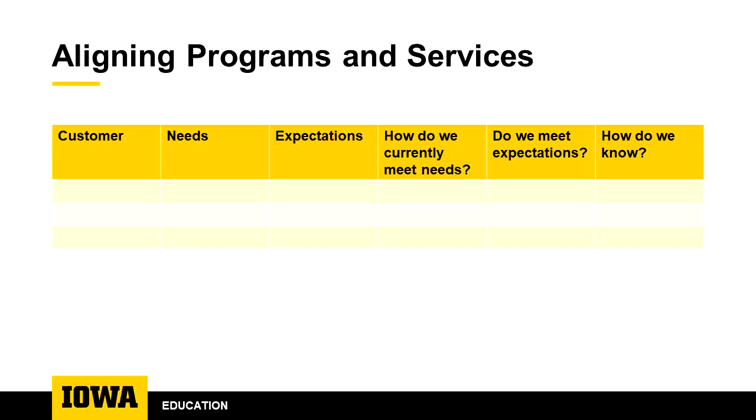So one strategy for aligning programs and services to students and other customers is to use a table like this. Enter the customers you identified earlier along with their needs and expectations, and then describe how your unit currently meets those needs. What are the programs or services that you provide that meet those needs? And then do the same thing with expectations. Based on what you determine were their expectations, how are you meeting those expectations? And finally, and I'll talk about this more in a few minutes, how do you know if you're meeting needs and expectations? What data are you collecting to answer whether or not you're meeting those needs and expectations for your customers and students?